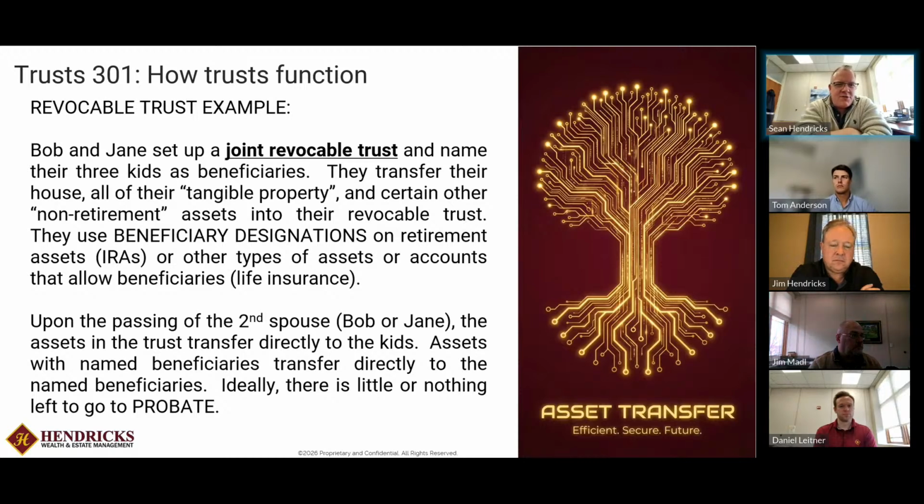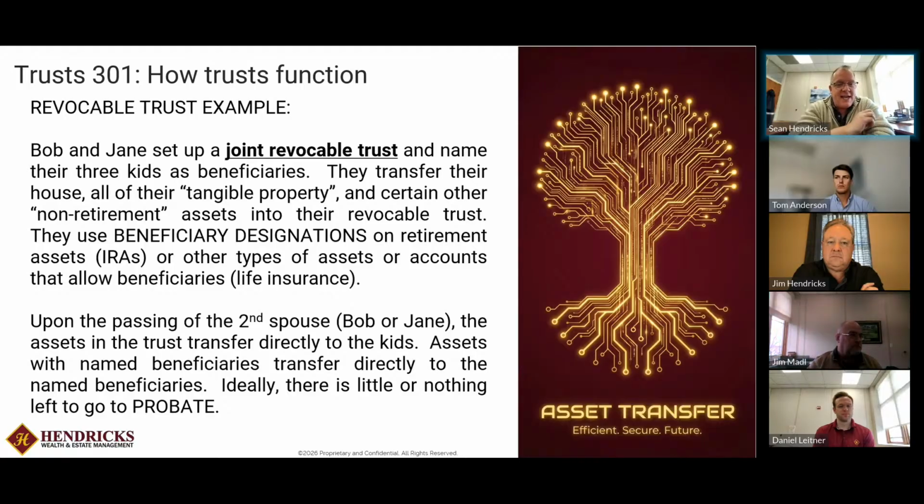So revocable trusts, which are more common: in this example, we have 2 hypothetical people, Bob and Jane. And Bob and Jane set up their joint revocable trust because they're married, and they name their kids as beneficiaries. They transfer their house, all of their tangible personal property, and certain other non-retirement assets into their revocable trust. They use beneficiary designations on retirement assets like IRAs, or other types of assets or accounts that allow beneficiaries, like life insurance. So we don't necessarily put everything through the trust.